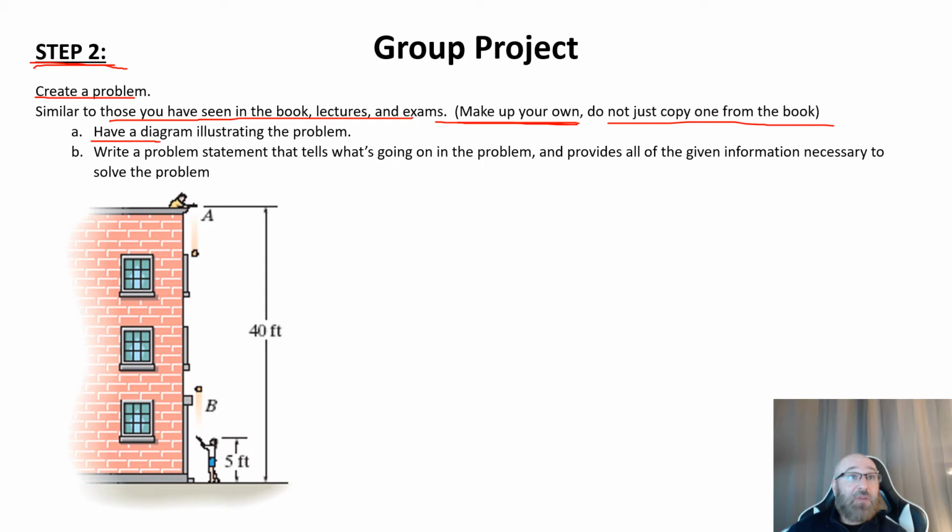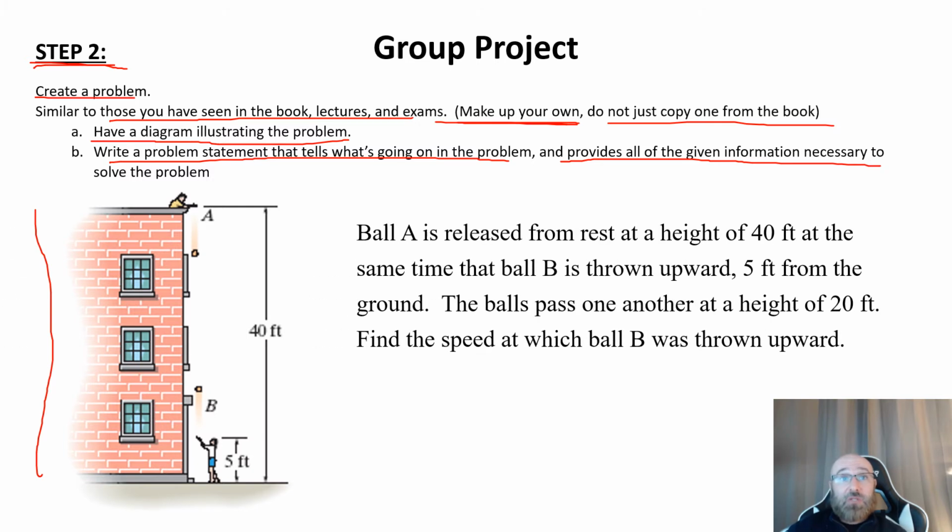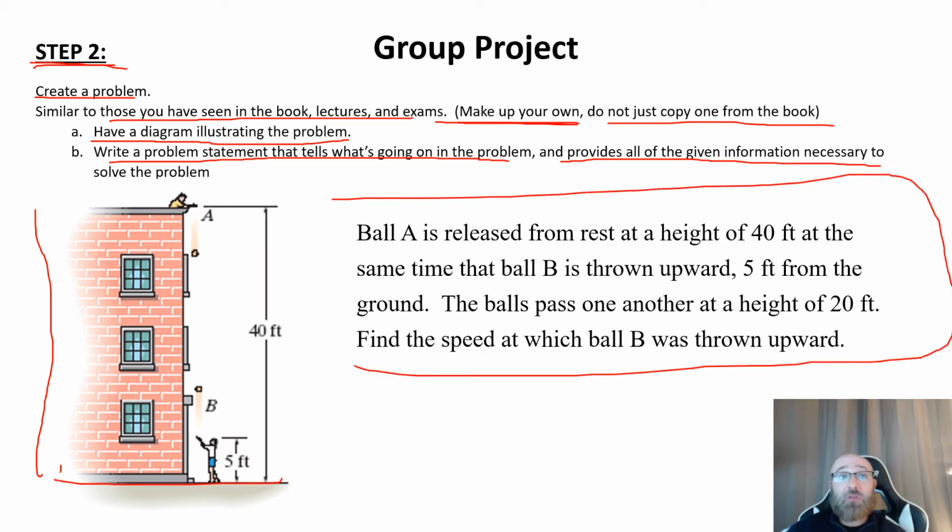Within this, you're going to have a diagram illustrating the problem, like we see down below here. And then you're also going to write out a problem statement that tells what's going on in the problem and provides the other group solving your problem with all the necessary information they need in order to come up with a solution. So this here is your problem statement. So again, you want to have not only the diagram you see over to the left, but you're also going to want to have a problem statement that covers all that information they need to solve the problem.